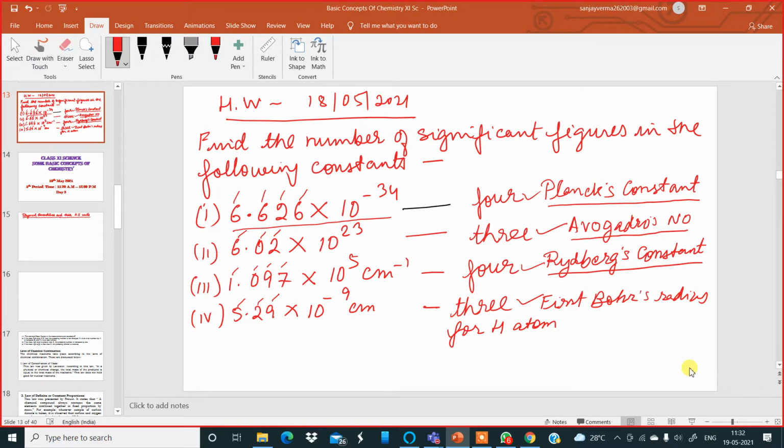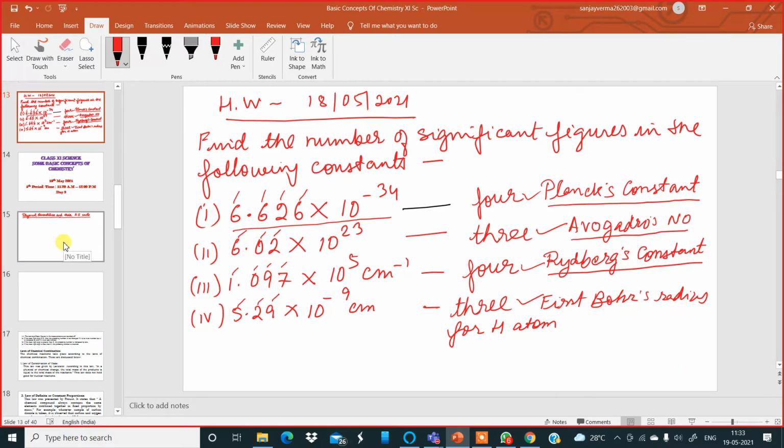Now, here are the answers for yesterday's homework. The first one is 4, second one is 3, third one is 4, and the fourth one is 3. The first number is Planck's constant. The second one is also a constant number, called Avogadro's number. The third one is called Rydberg's constant. The fourth one is called first Bohr's atomic radius for an atom of hydrogen.